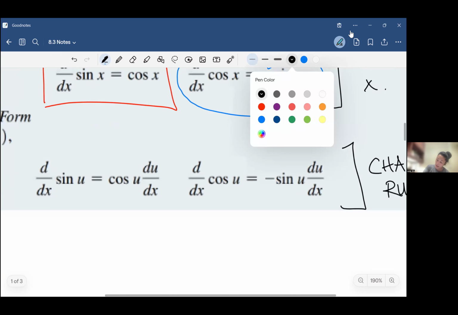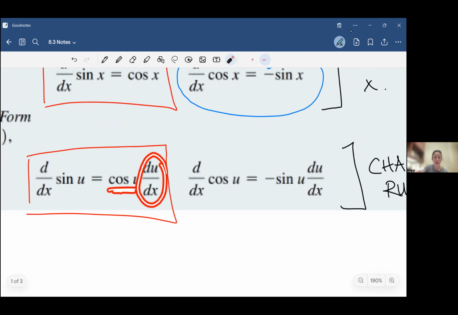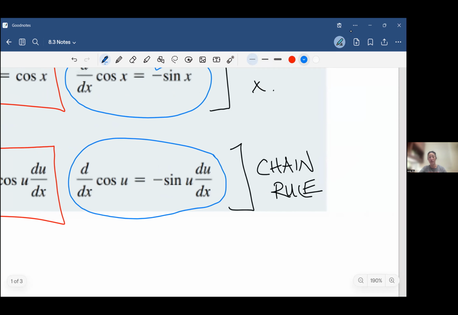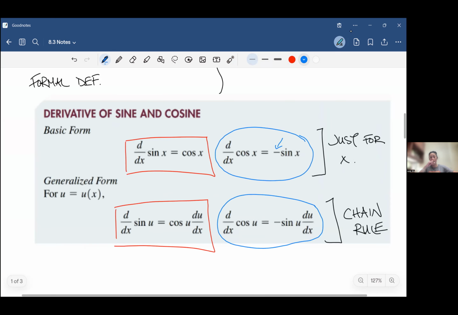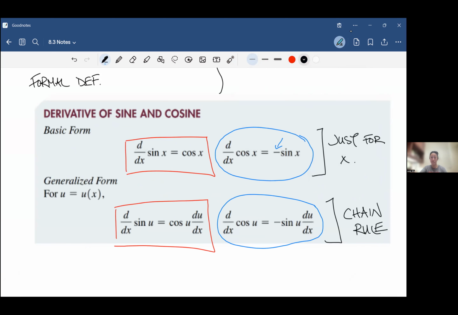And so if we have sine of something, it's going to be cosine of something times the derivative of your inner function. Same thing here for the derivative of cosine of something. You're going to have negative sine times the derivative of the inside piece. So we can do a lot of the same things that we did before with our derivatives. Chain rule still applies, but now we're going to get to practice it in the context of all these other rules. So here we go.